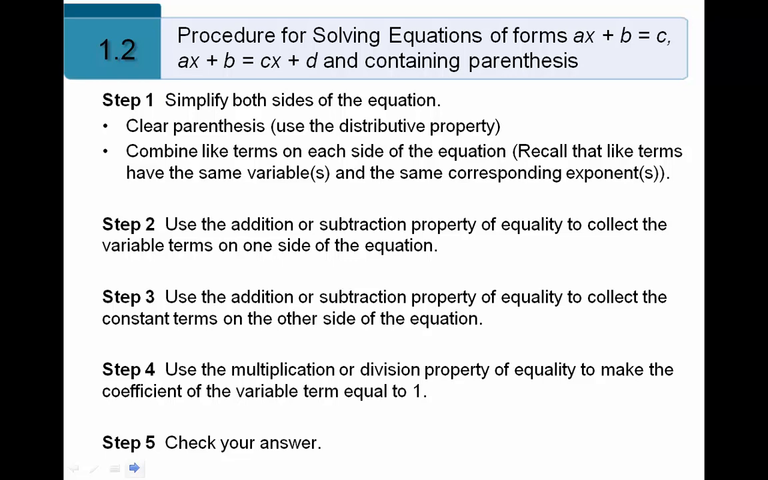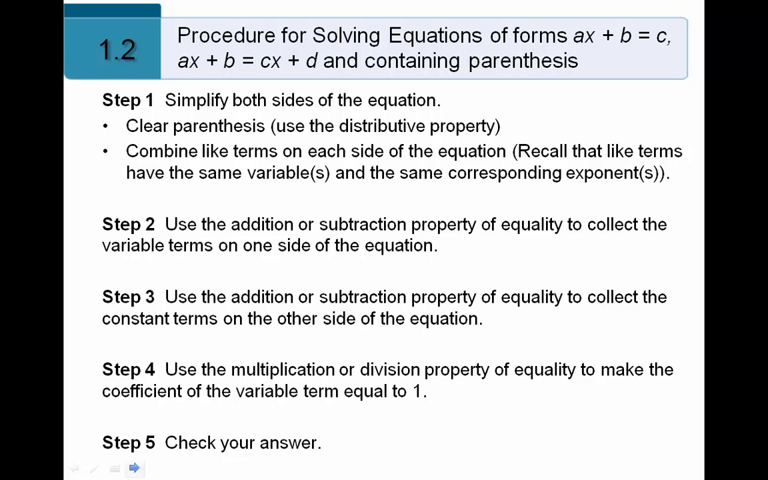Step 2, use the addition or subtraction property of equality to get the variables on one side of the equation. Step 3, use the addition or subtraction property of equality to get the numbers on the opposite side of the equation. Step 4, use the multiplication or division property of equality to remove the coefficient from in front of the variable. And step 5 is to check.